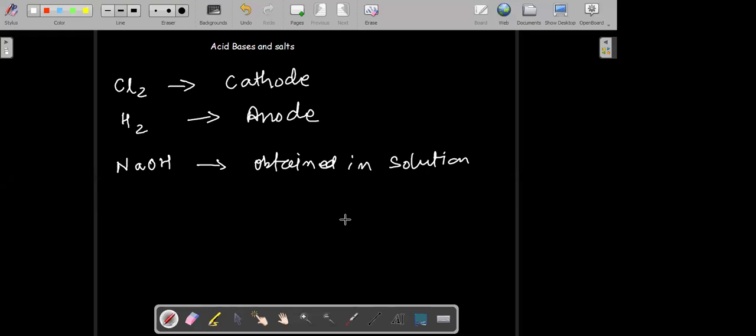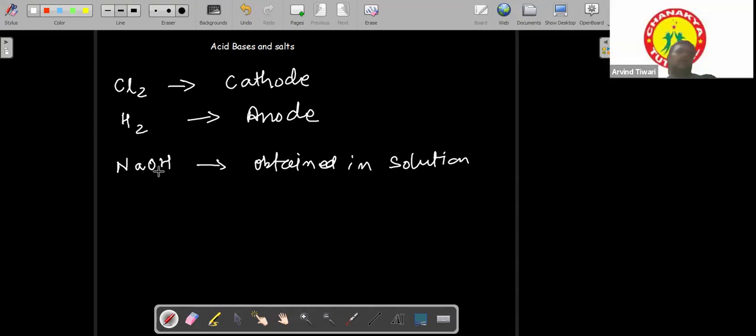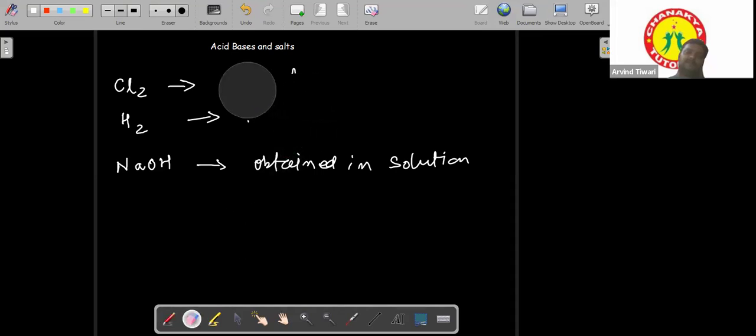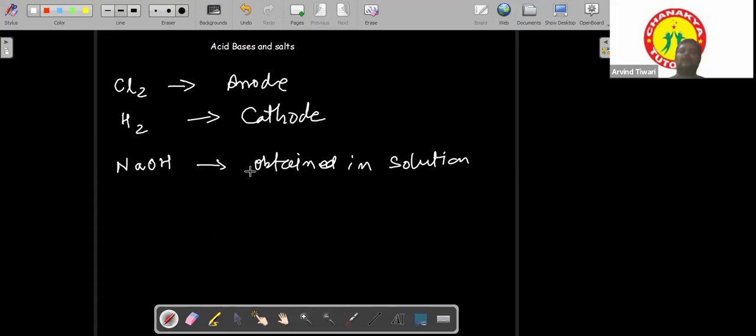So as you can see, yes, chlorine is obtained at anode, right, sir? Yeah, chlorine is obtained at anode. My bad. So chlorine is obtained at anode. That's the oxidation process. And hydrogen is obtained at cathode by the reduction process. Okay, so they are obtained like this: chlorine, hydrogen, and caustic soda.